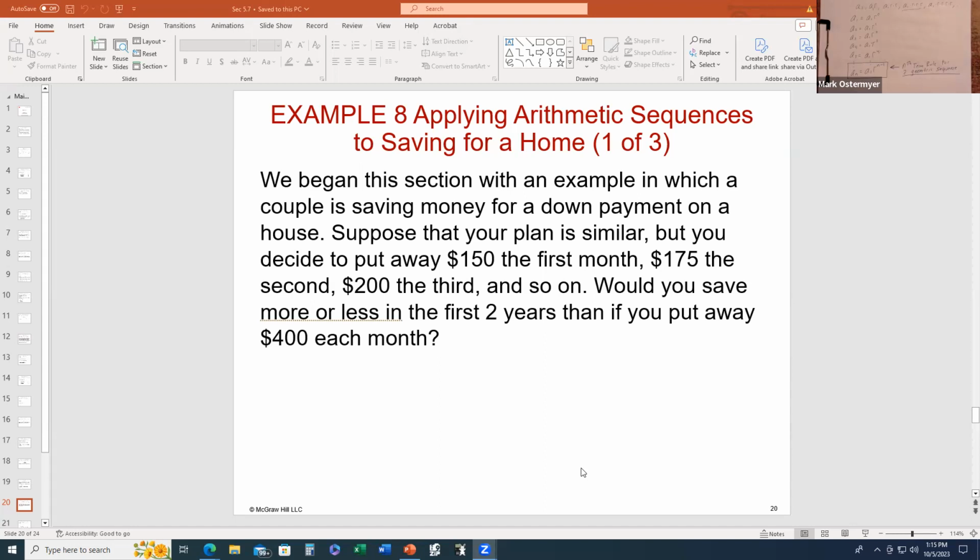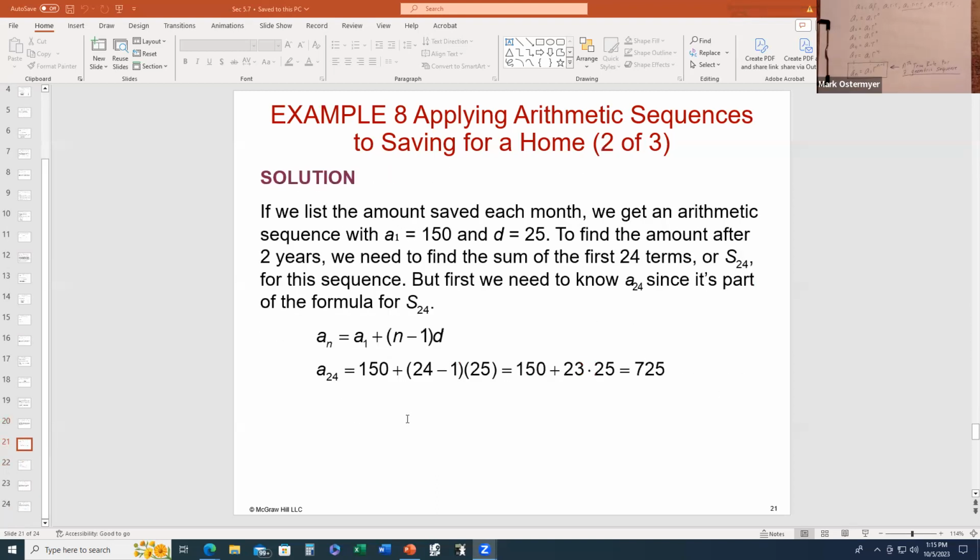Would you save more or less in the first 2 years than if you put away $400 each month? So in other words, they want you to try to compare an arithmetic progression with a geometric progression. Which one would help you save faster? Which one do you think it might be, arithmetic or geometric? Arithmetic. We'll find out. That's an interesting thing here. Let's see which one would save us more money quicker.